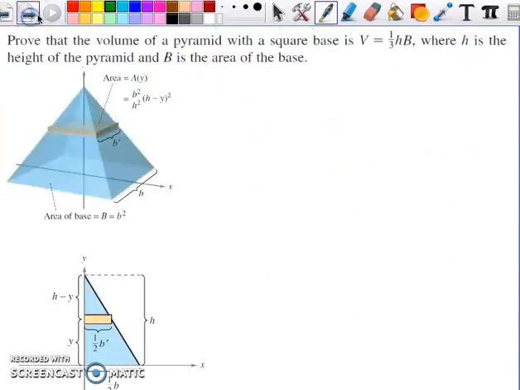Let's move on to the last example. Now, you might wonder, maybe you don't because you're not really into it, but when I was in geometry class, I wondered how they get these arbitrary formulas.